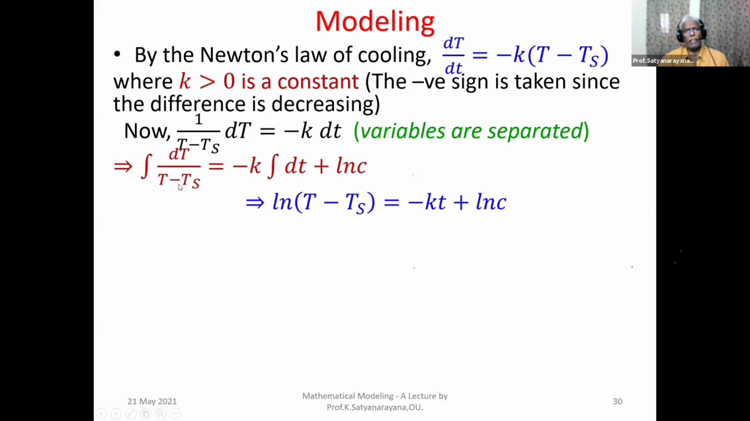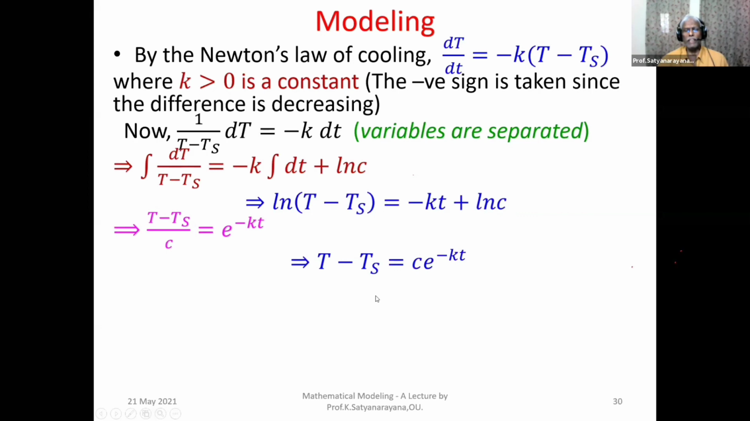Integral of dT by T minus Ts is the logarithm ln of T minus Ts, which is equal to minus kt plus ln of c. To evaluate this c, we'll use the initial condition. Taking ln c to the other side, ln of (T minus Ts) by c, and removing the logarithms, T minus Ts by c is equal to e to the power of minus kt, so T minus Ts is equal to c times e to the power of minus kt.